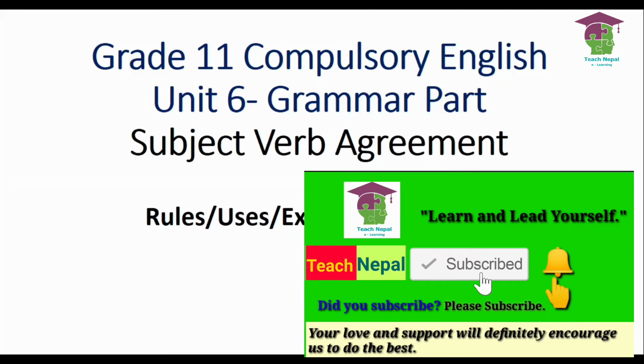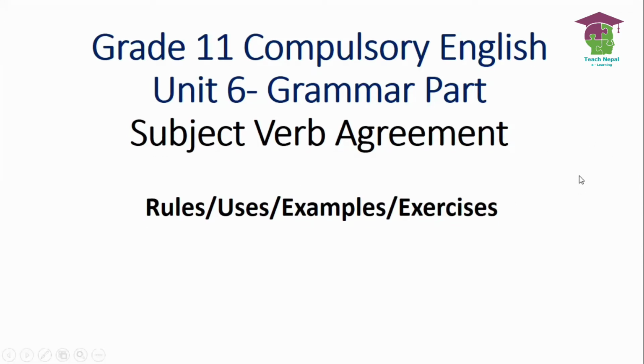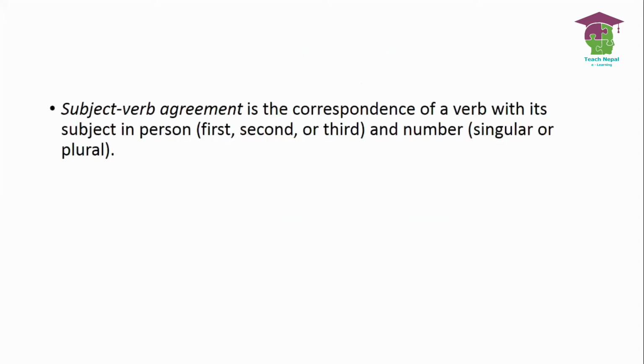Now here, let me get started. Subject verb agreement, you see, whether that is English or Nepali, there should be agreement of subject and verb. So here we'll deal with how to maintain agreement between a particular kind of subject and the verb. So subject verb agreement is the correspondence of a verb with a subject in person, first person, second person, or third person, and number, whether that is singular or plural.